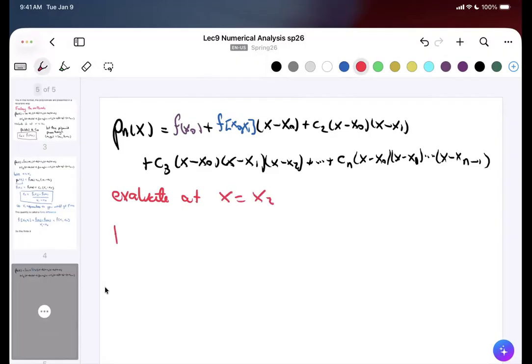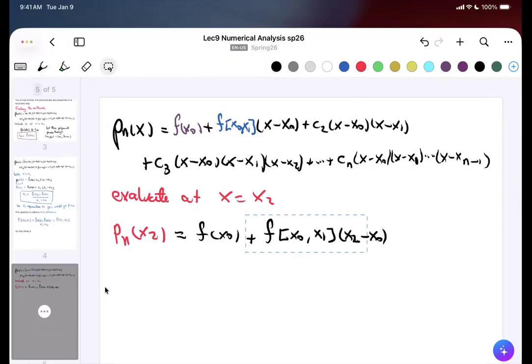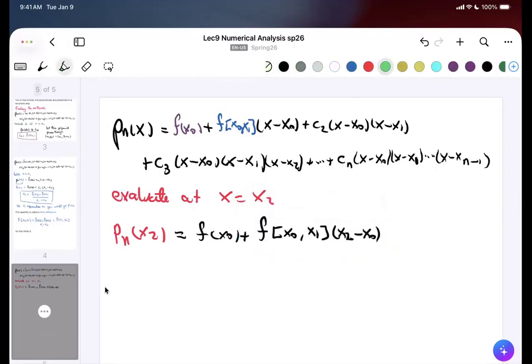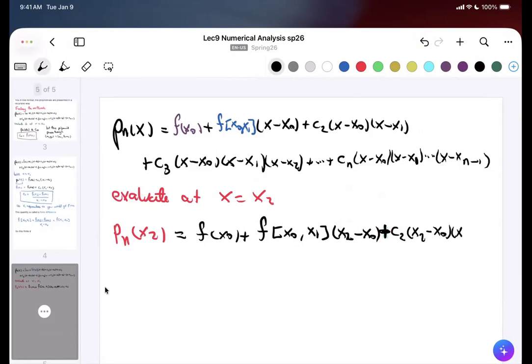Okay, what do you get? You get Pn of x2, which is the same as f of x0 plus f of x0 comma x1 times x2 minus x0 plus C2 times x2 minus x0 times x2 minus x1, right?